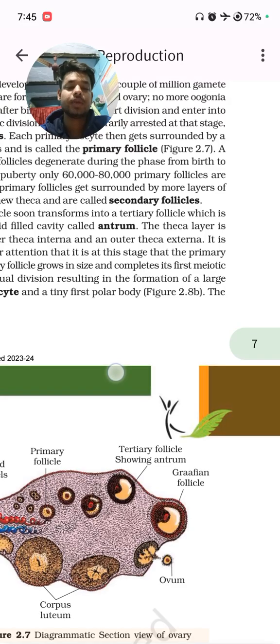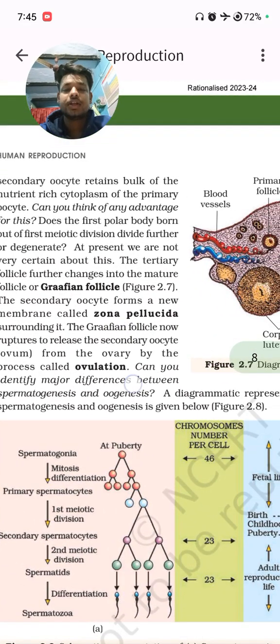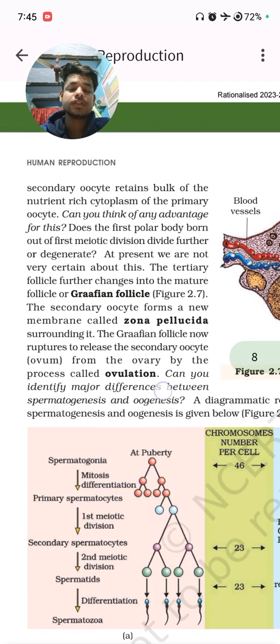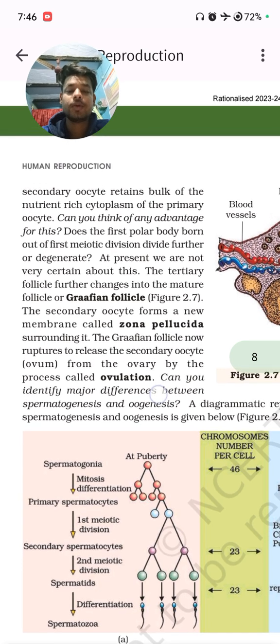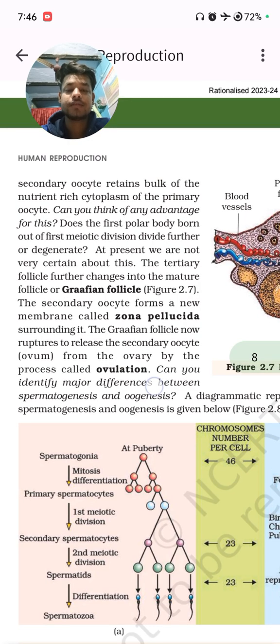Figure 2.1 b. The secondary oocyte retains the bulk of the nutrient-rich cytoplasm of the primary oocyte. Can you think of any advantage for this? Does the first polar body born out of the meiotic division divide further or degenerate?